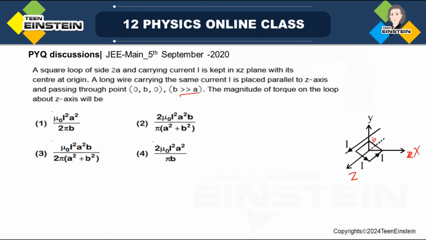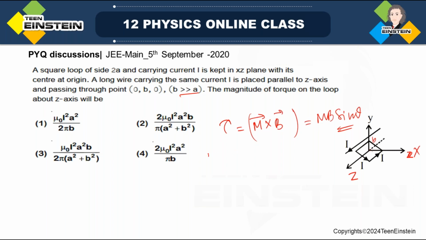Now the rest of the things will be clear to you. The question is: find the magnitude of the torque on the loop about the z-axis. You know what torque is? In a loop, torque is given by M cross B, that means MB sine theta. If theta is 90 degrees, then the torque will be maximum.